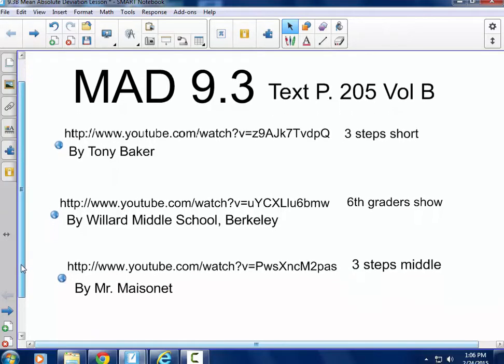Today's video is actually a series of 3 videos. They are not my own. They are other people's videos, but they're very good about mean absolute deviation. You have this worksheet or a sheet of paper that explains the 3 URL addresses for these videos and who they're made by. So I'm just embedding them in my video.